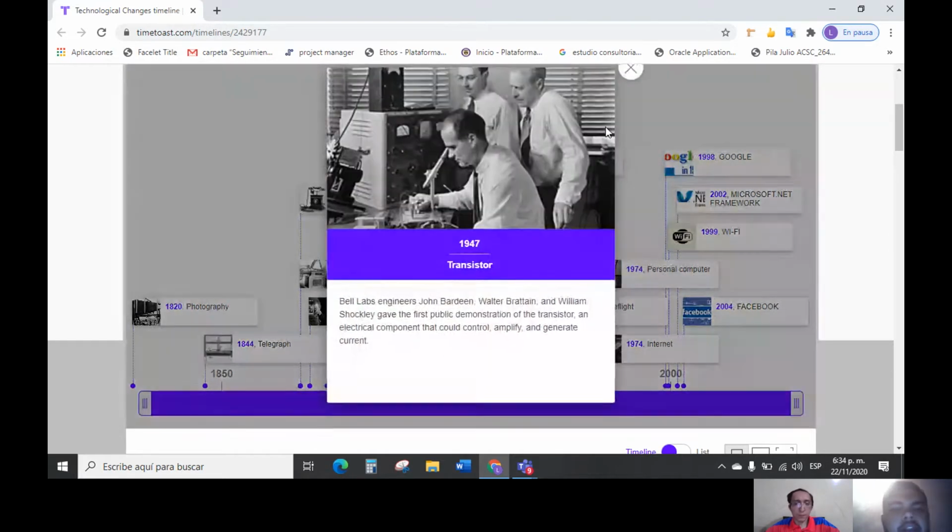In 1947, Bell Labs engineers John Bardeen, Walter Brattain, and William Shockley gave the first public demonstration of the transistor, an electrical component that could control, amplify, and generate current.